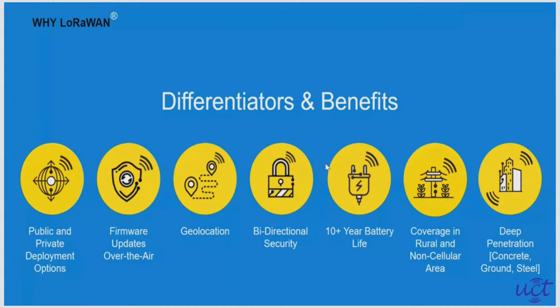Mostly the farms are in rural areas, where the cellular connection is not very good. So there LoRaWAN can be utilized, and it also has very deep penetration. It can penetrate concrete, steel, and deep vegetation like plants and orchards. It can very easily penetrate.